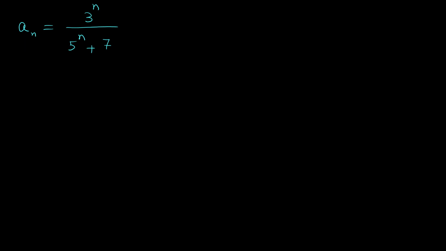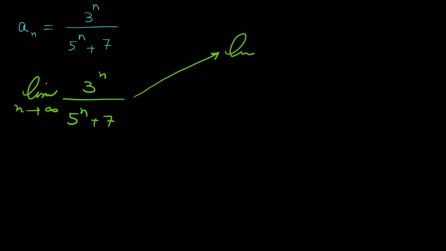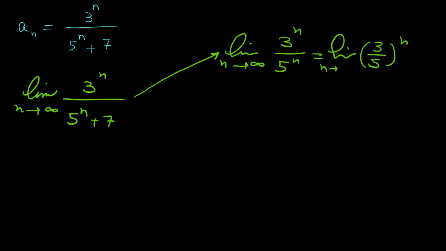But if we want to prove this, we can write it this way. We have the limit as n approaches infinity of 3 to the n over 5 to the n plus 7. If you want to get to the result very fast, you can ignore 7. Then we have 3 to the n over 5 to the n, and this is like 3 over 5 to the n. And because again the base is less than 1, 3 over 5 to the n when n approaches infinity is 0.